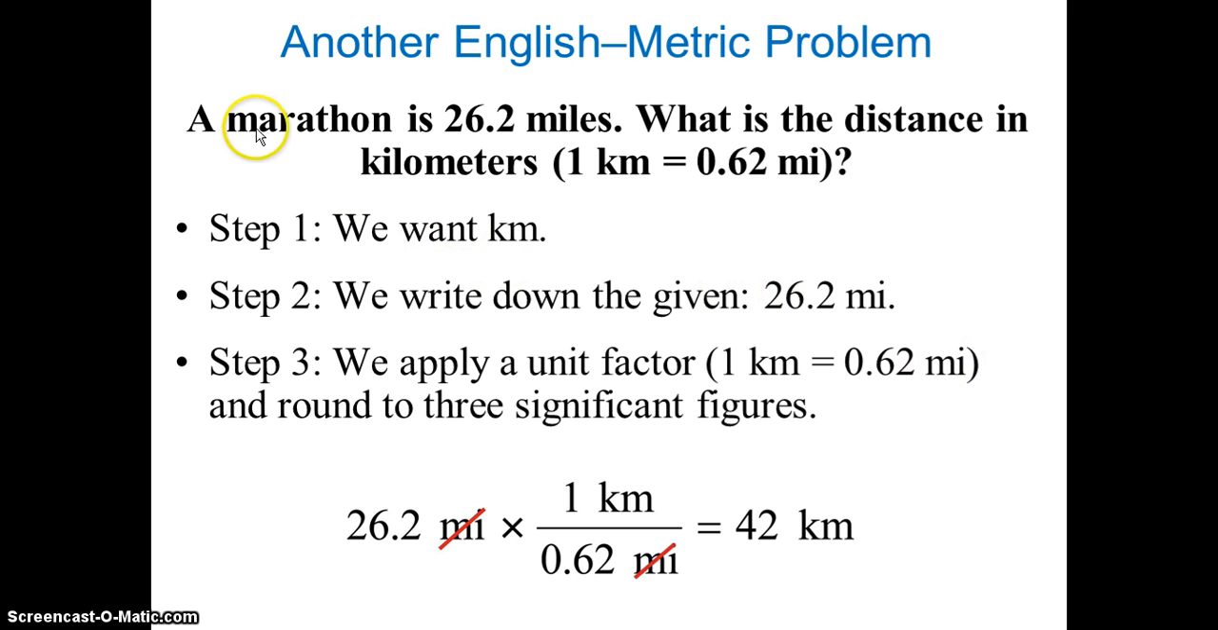Another example: a marathon is 26.2 miles. What is the distance in kilometers? 1 kilometer equals 0.62 miles. So we know we want kilometers. Step 1, we write down what is given, which is 26.2 miles, and we use the unit factor from this equation. Remember, 1 kilometer on the top because we need the unit in kilometers, and whatever is given on the bottom, so we can cancel miles and get the answer in kilometers. In this case we have 42 kilometers.